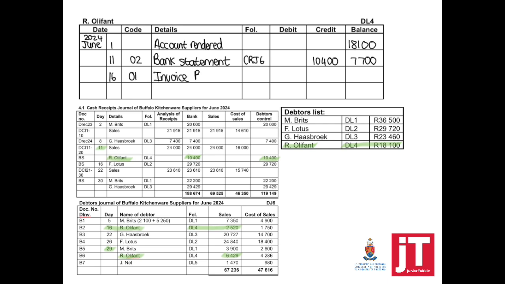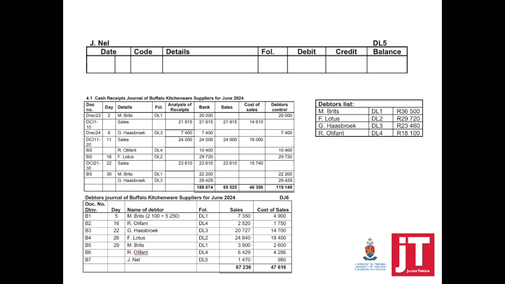On day 16, sold goods on credit. Invoice number B2 was issued and the amount 2,520. My new balance would be 7,700 plus 2,520. On day 29, invoice number B6 from the debtors journal, 6,429. New balance 16,649. And now you need to be very careful.